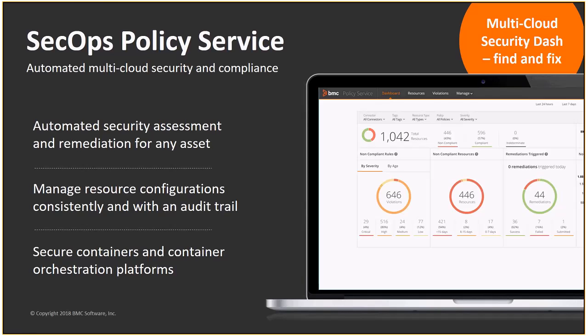This is the dashboard, or the home base, if you will. From here, you can assess your entire cloud security and compliance posture at a single glance. Of the 1,042 total resources scanned, we see 646 violations across 446 non-compliant resources. Okay, so that's a lot, and we will narrow the focus on the next slide. But before we do, let's take a moment here to walk around the dashboard.